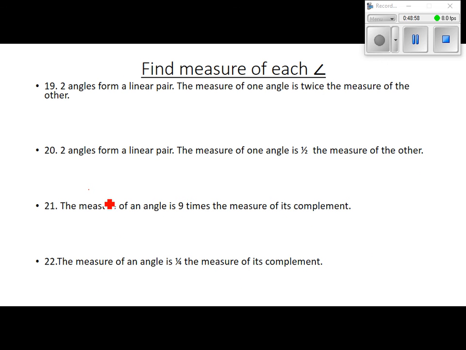Next one, 19. Find the measure of each angle. 2 angles form a linear pair. The measure of one angle is twice the measure of the other. Anytime I'm doing a problem like this, this is one of the ones that people seem to have trouble with. What I want to do, I know I'm dealing with 2 angles, so I'm going to put angle 1 and angle 2.